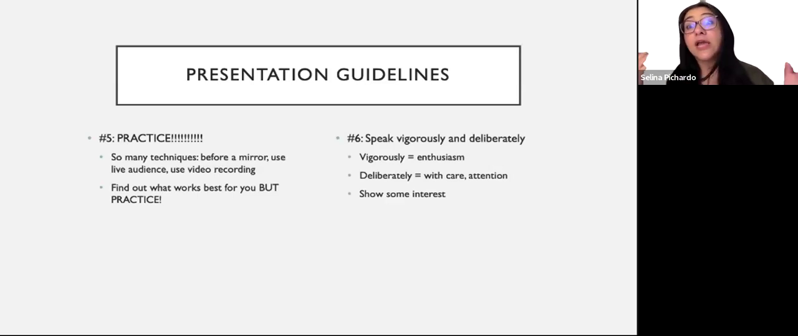Number five and number six, practice. I cannot stress this enough. It is very noticeable and very clear from this side when someone hasn't practiced. Even practicing twice can make all the difference in the world. And there are so many techniques you can use when practicing. Personally, I like to type up what I'm going to say and just read it out. Sometimes I just do a cold run, put it together, and then go through it and work out the kinks.